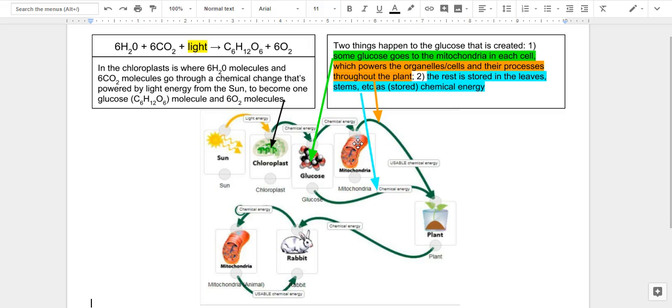So some glucose goes to the mitochondria, and then it powers the mitochondria. The mitochondria will power the rest of the organelles and their functions. The glucose that's stored in the stems and leaves will be stored in the plant for later. Say overnight, the sun goes away and it's not producing new sugar to power the mitochondria. The plant can carry out some of its other functions by using the stored glucose in the leaves and stems. So this can help the plant keep functioning overnight.